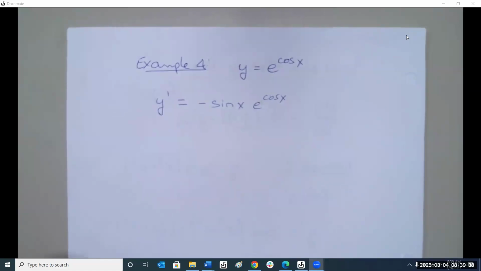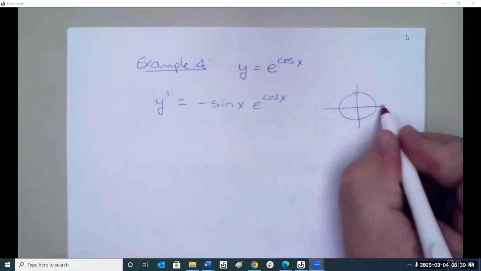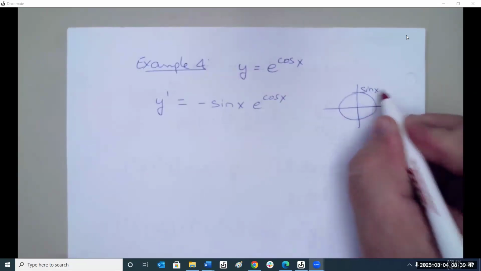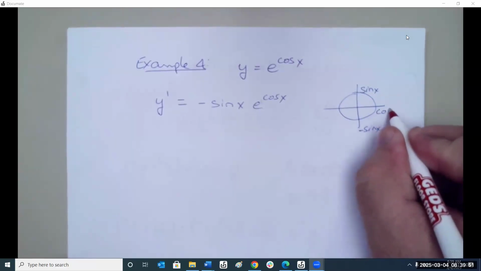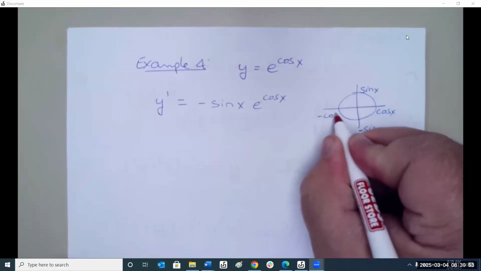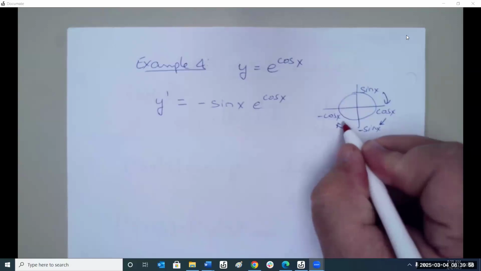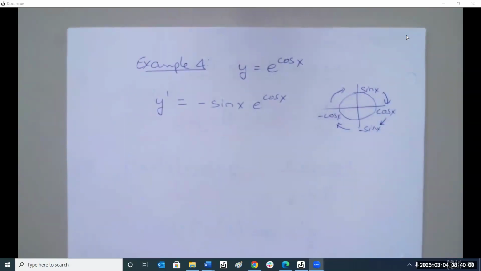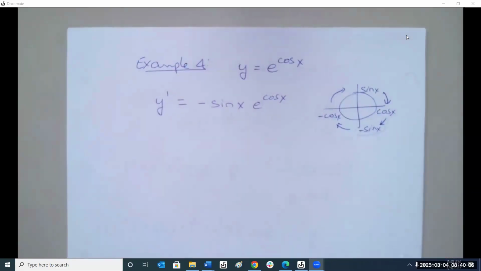Remember how I told you all how to memorize these trig conversions? The y-axis is the sine. The x-axis is cosine. Derivatives go this direction. So the derivative of cosine is negative sine. We talked about this last week.